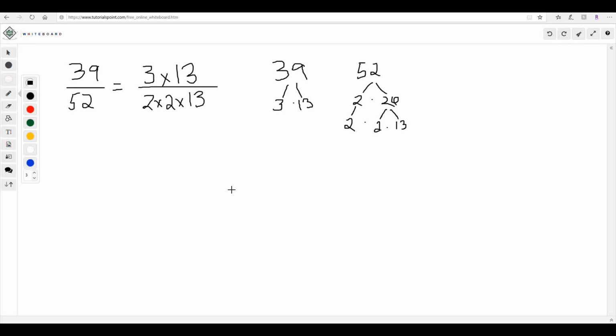Now let's look at B. Now it says circle the multiplications the numerator and denominator share. Okay, so that would be the multiplications the numerator and denominator share. What do they share? They share 13. Let me do this. And they share this. These are the only things that they share.